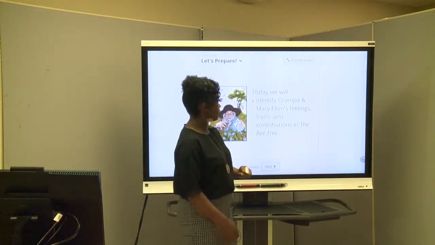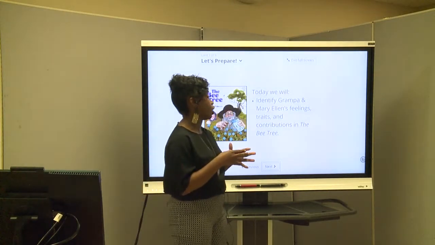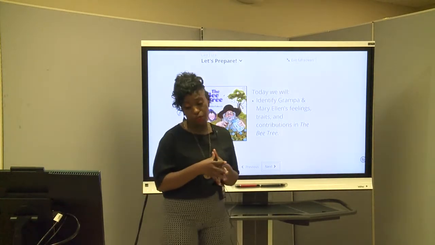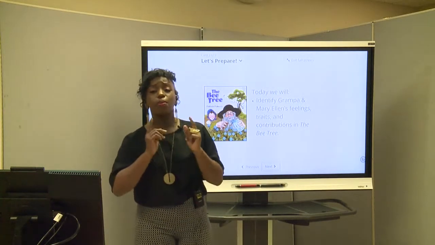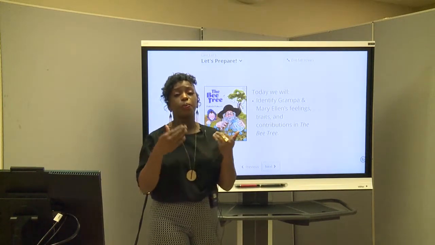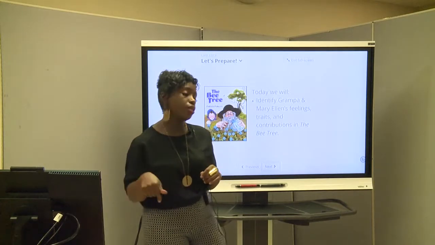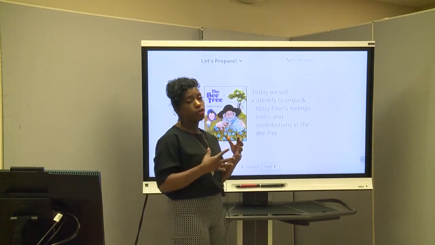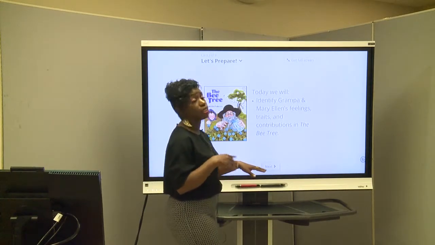So today, we will identify Grandpa and Mary Ellen's feelings, traits, and contributions in the B tree. Now, there's a difference between their actions and their contributions. So remember, every lesson that we do in this unit is preparing us for our culminating writing task at the end of the unit and our end of the unit assessment. So be careful to remember the different things that we're discussing in each lesson.